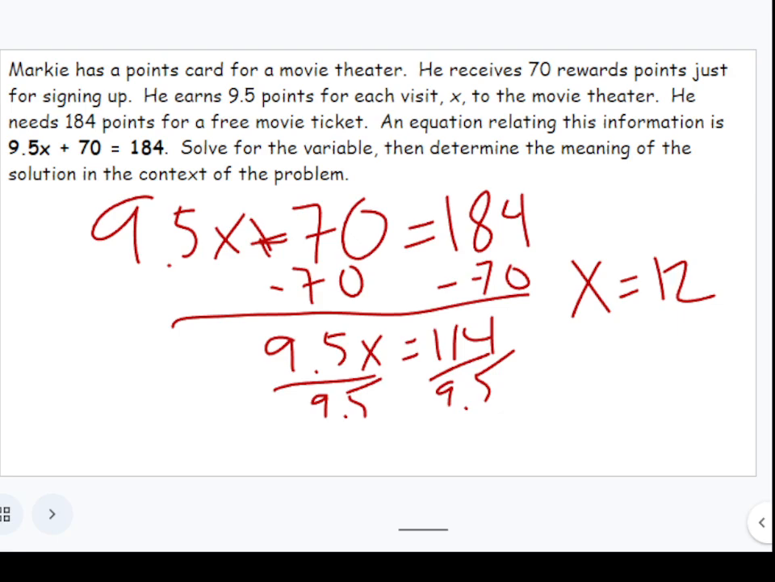Well, the nice thing is that it actually tells us in the problem directly. He earns 9.5 points for each visit x to the movie theater. That means that x means every visit that he goes, every time he goes to the movie theater. So in this problem, in order to get the 184 points that he needs for a free movie ticket, he needs to go to the movie theater 12 times, or at least buy 12 tickets.